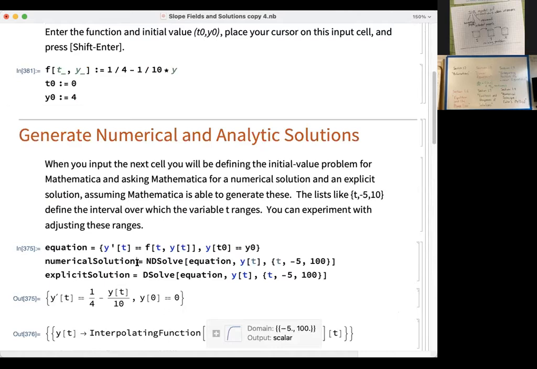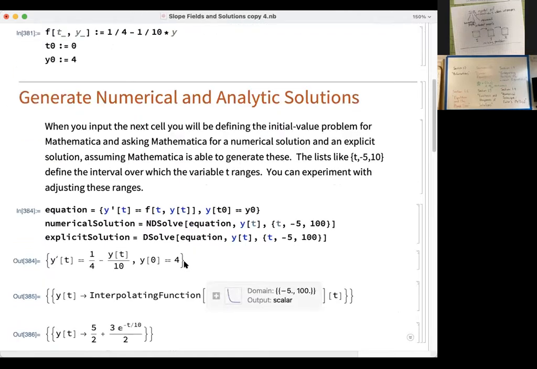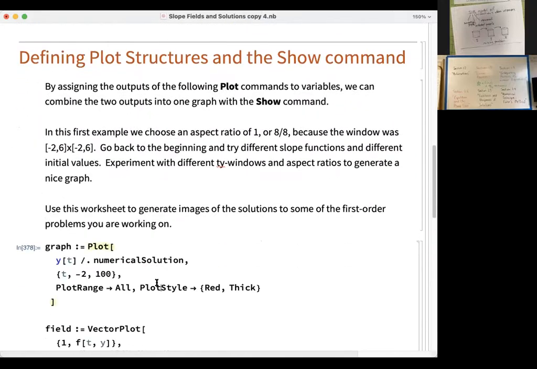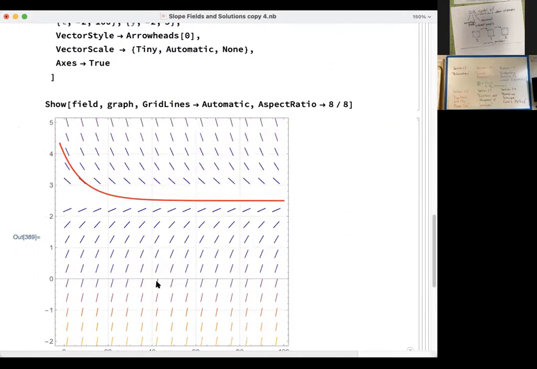Run through the worksheet again. Have Mathematica do all the work of solving the equations. Here's the new solution. Here's the graphics. Now I think I do have the correct interpretation of this mixing problem.